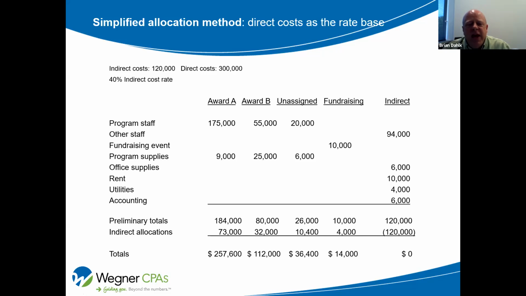Another way the same nonprofit could have approached it, using the simplified allocation method once again, would have been on the basis of direct wages. So once again, it's taking that full $120,000 of indirect costs and is allocating it to the different functions based on the relative amount of direct wages. In this case, the total direct wages was $250,000 and the indirect cost was 120, so it's a 48% indirect cost rate.